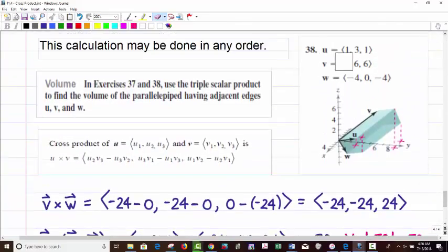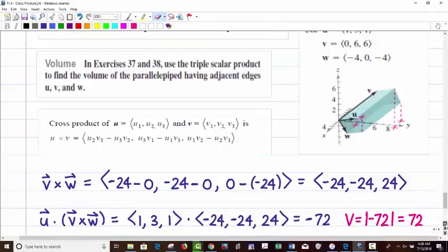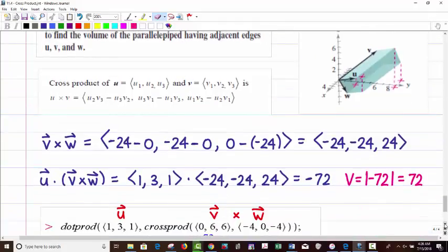Anyway, so here are your three vectors. No drawing required. The first way I followed the formula exactly. I did V cross W, and then dotted it with U. So V cross W equals negative 24, negative 24, 24. And then take U and dot it with that result. So 1, 3, 1 dotted with that vector, negative 24, negative 24, 24, gives you negative 72. That means the volume of that parallelepiped is the absolute value of negative 72, so the volume is 72.